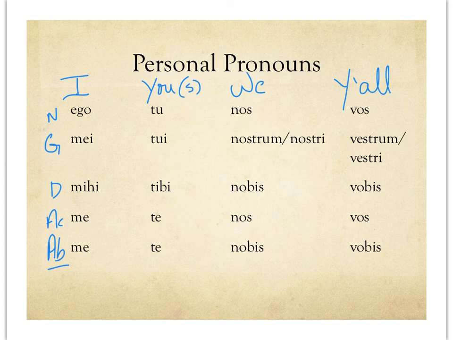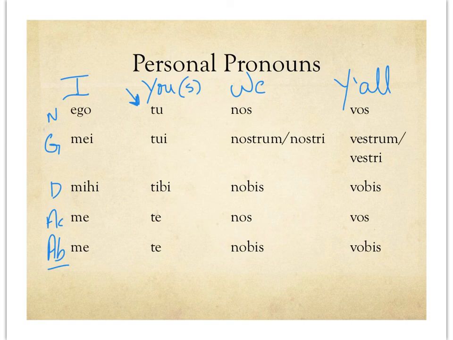U has this tu, so if you know other languages like Italian or French or Spanish, this will feel familiar. Tu, tui, tibi, te, te. And nos and vos also will seem familiar as well. Nos, nostrum or nostri, nobis, nos, nobis, vos, vestrum or vestri, vobis, vos, vobis.